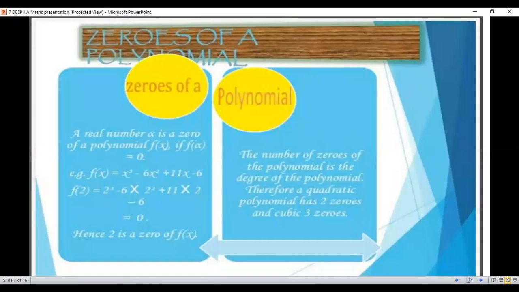Okay. Now it is the topic of the zeros of the polynomial.